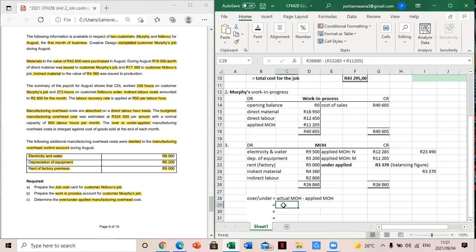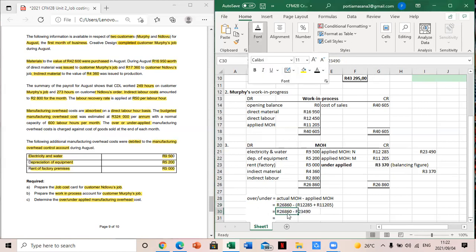Oh, we can do it in this manner. As you know, these are the manufacturing overhead amounts that we have. So we can just add all of them together to get our actual, which is then this 26,860. And then also minus the applied. So the applied, we take the total of Murphy and also the total of Ndlovu, right? Which then gives us 26,860 minus 23,490. So the amount that you then get is 3,370. So it's basically the same thing, it's just different methods. So this is under, right?